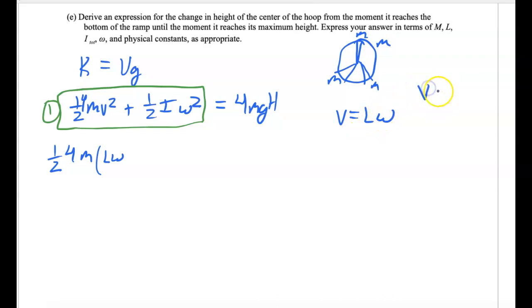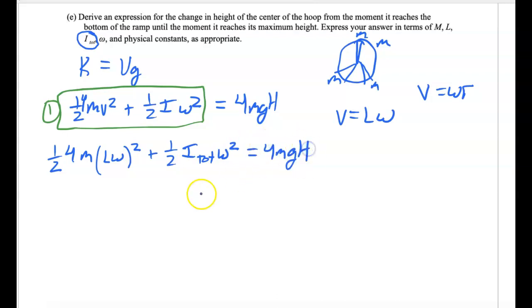So here we've got V. Usually we have V is equal to omega R, but for what we're doing is we need to take V and multiply that times that length that we have right here. And so that's why you see it the way that you do, squared. Plus, and now I have 1/2 I, and then this is the total. And it does say that that's what we need. So we're going to use I total times omega squared. And that's equal to 4 times m times g times that height.